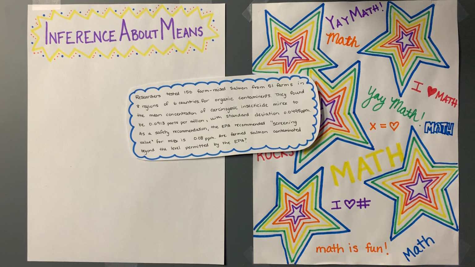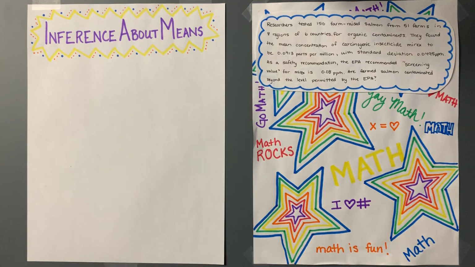They found the mean concentration of carcinogenic insecticide Mirex to be 0.0913 parts per million, with a standard deviation of 0.0495 parts per million. As a safety recommendation, the EPA recommended screening value for Mirex is 0.08 parts per million. Are farmed salmon contaminated beyond the level permitted by the EPA?